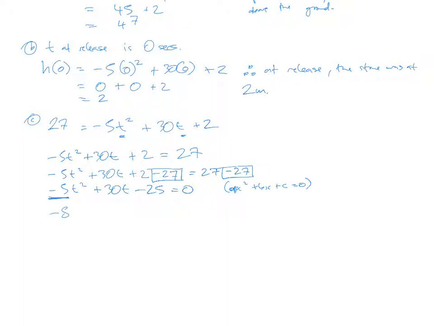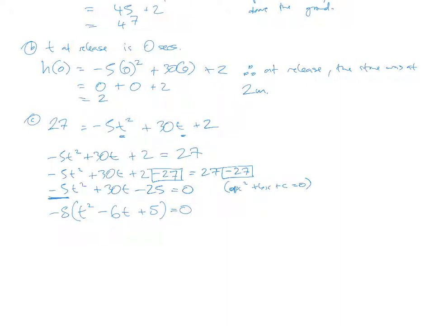If I remove negative 5 from all of the terms here, what did I times negative 5 by to get negative 5t squared? T squared. What would I times negative 5 by to get positive 30t? It would be negative 6t. Why? Because negative 6t times negative 5 is going to give you positive 30t. What did I times negative 5 by to get negative 25? 5 times 5 is 25. To make it negative, it'd have to be positive 5. So a factor removed. I've removed negative 5 from all of the terms.